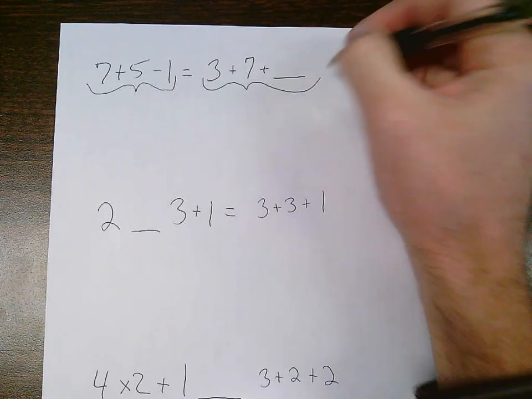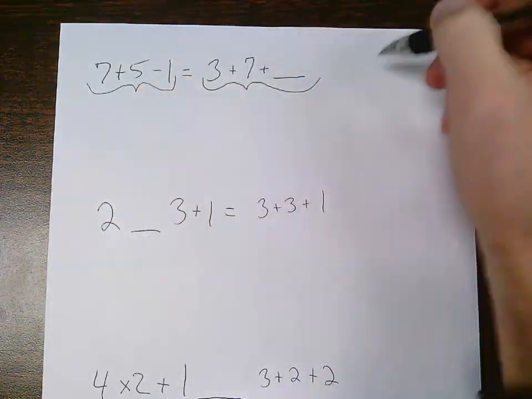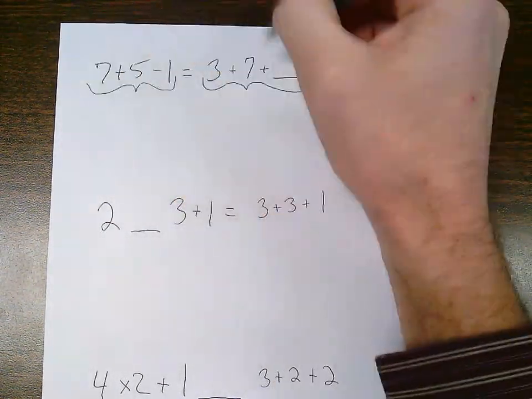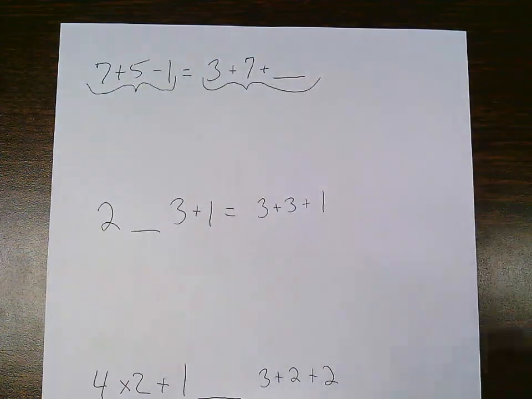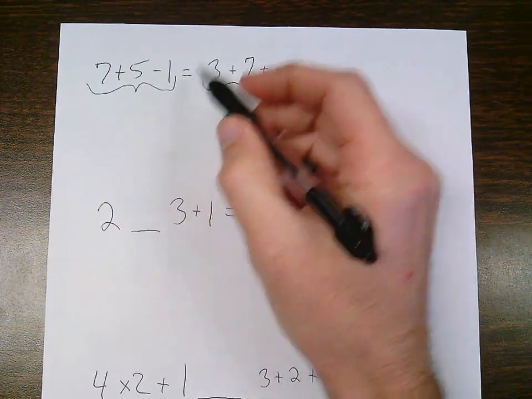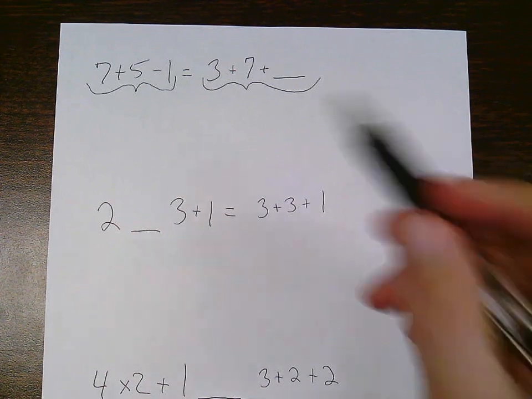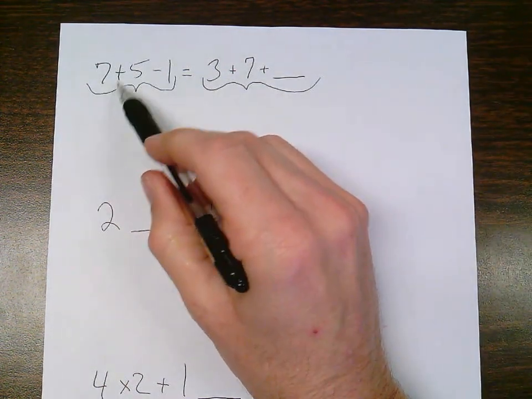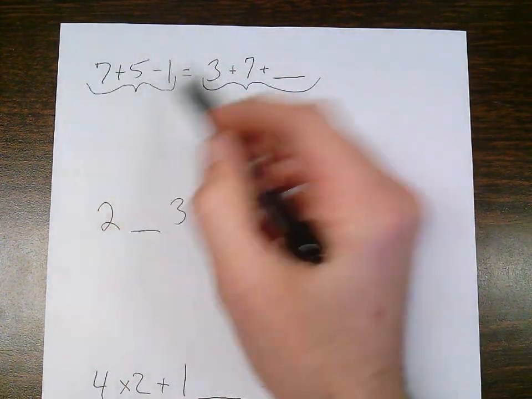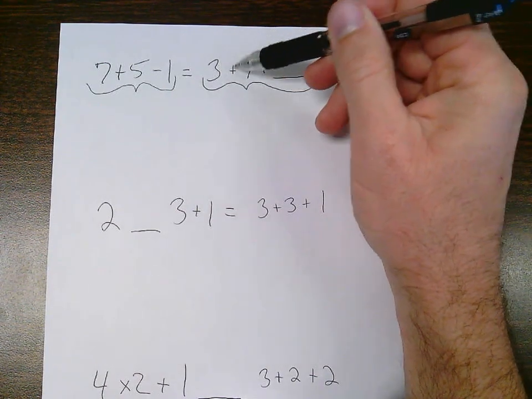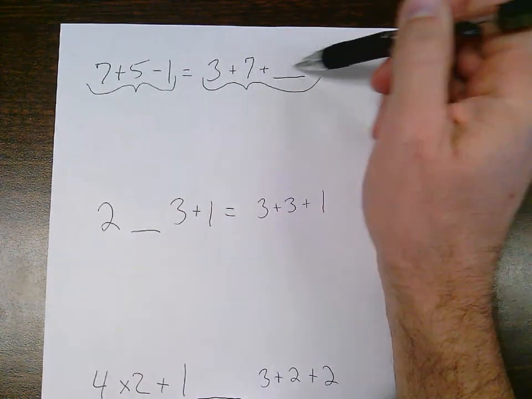So I have two different parts to this problem. I have this side and I have this side. I don't mix and match them, I don't change them, I keep each side on each side. So after I find the alligator and split the problem apart at the alligator, then I do the side that I know. Now this side, 7 plus 5 minus 1, I can do all that. This side, 3 plus 7 plus something, I can't do all that.